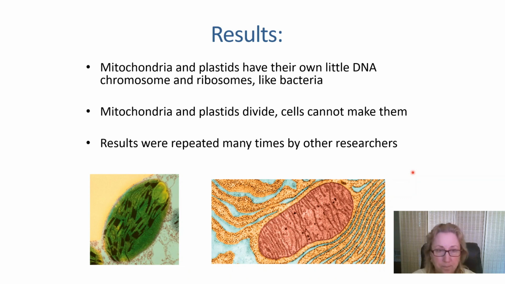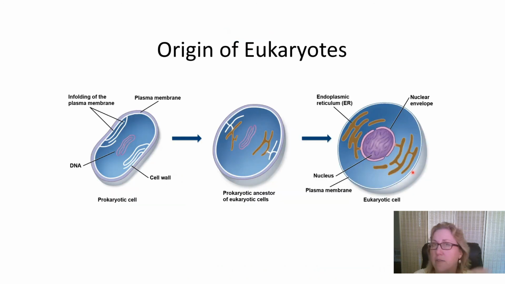It cannot make them. These results have been repeated many times, not just by Lynn Margulis, but by many other researchers, and this is now a very accepted part of biology, that plastids and mitochondria were once free-living bacterial cells that were engulfed by an early eukaryote, very early in the history of life on Earth. So remember that I said that for over 1 billion years, the fossil record shows that there were only prokaryotes, and then suddenly these huge cells appear in the fossil record. So how did eukaryotes originate?